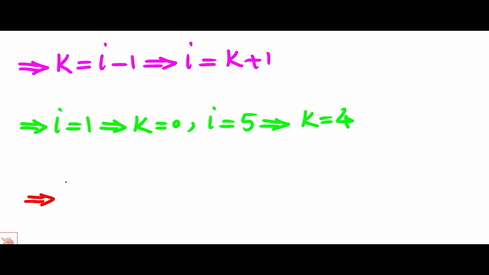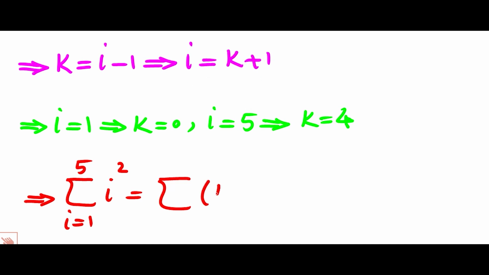So the final answer is the sum of i squared from i equals 1 to 5 equals the sum of (k plus 1) whole squared, from k equals 0 to 4. Notice that the value of the sum does not change. We only change the way we write it.